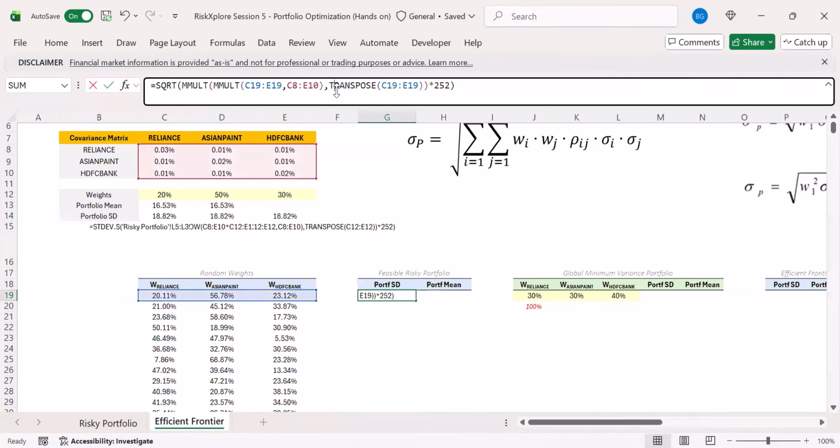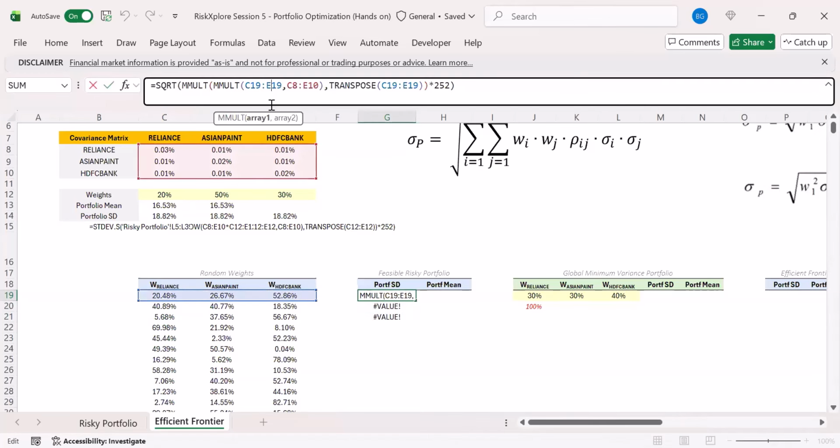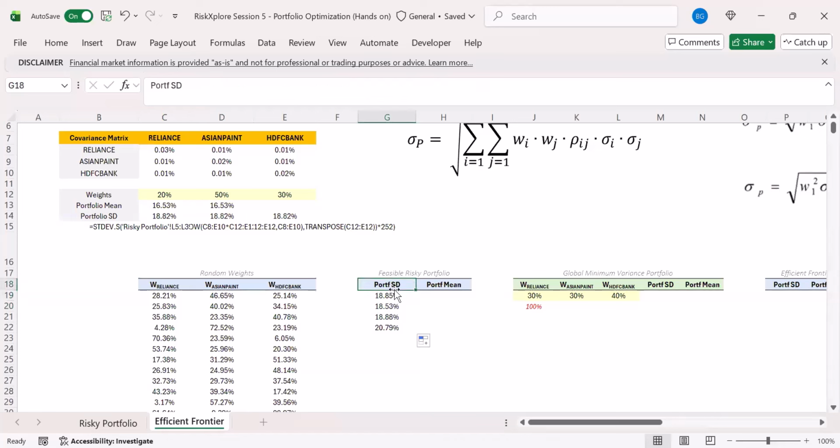Similarly, if we drag this down, we cannot directly drag this down. We have to fix a few references here. So what do we have to fix? We have to fix the covariance matrix here. We fixed the covariance matrix, and now if we drag this down, you can see that we have random portfolio SDs as well.